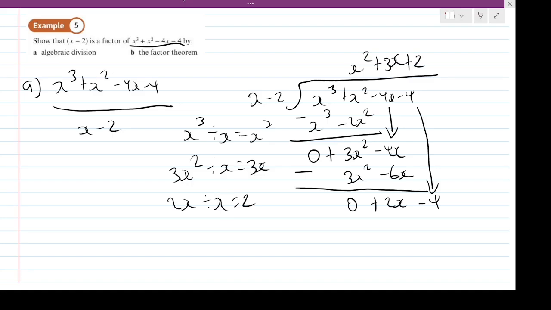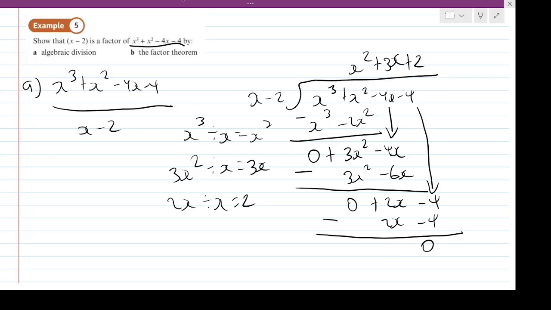Cool. And then we do the same. So 2 times x minus 2. Well, 2 times x is 2x, and 2 times minus 2 would be minus 4. There we are. And then we take them away. So 2x take away 2x is 0, and minus 4 minus minus 4, that's a double negative, so minus 4 add 4 would also be 0. So overall, I get 0.